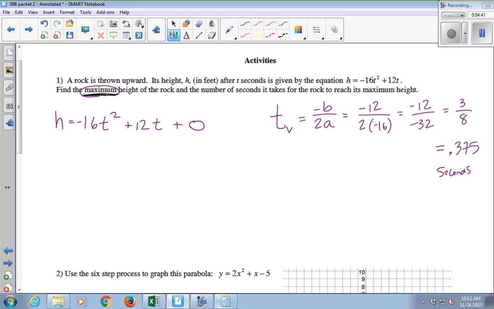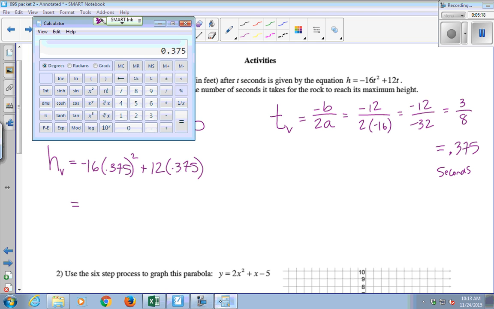How can I figure out what that maximum height is? How high is that rock after 3/8 of a second? Put that into the equation for h, right? Because for h, all you do is plug in a t and it tells you the height of the rock. Okay? So the h coordinate of my vertex is negative 16 times 0.375 squared plus 12 times 0.375. I don't really need to write the plus 0 because plus 0 doesn't change anything. And then I'll just have a calculator do this.